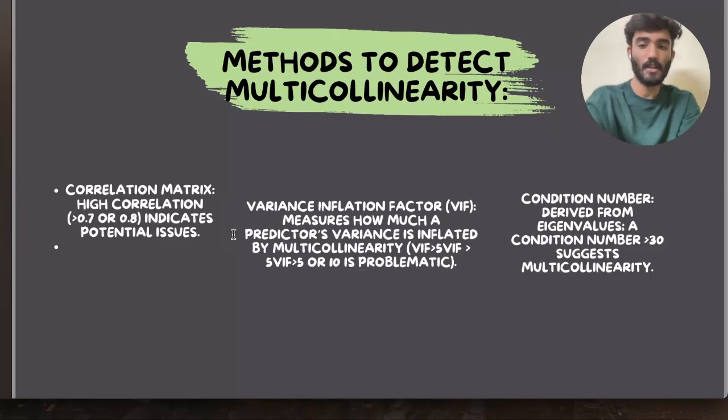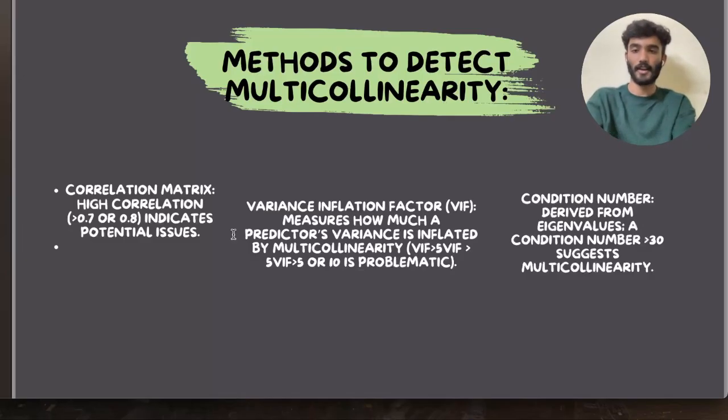Second, we have the variance inflation factor, or VIF. VIF measures how much the variance of a regression coefficient is increased due to multicollinearity. A VIF value above 5 or 10 is considered problematic. Mathematically, VIF_j equals 1 divided by (1 minus R squared_j), where R squared_j is the coefficient of determination when variable j is regressed on all the others.